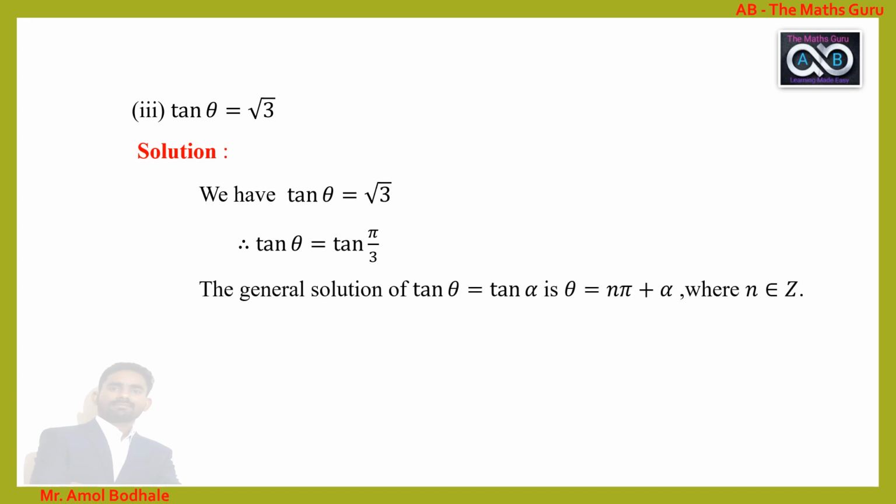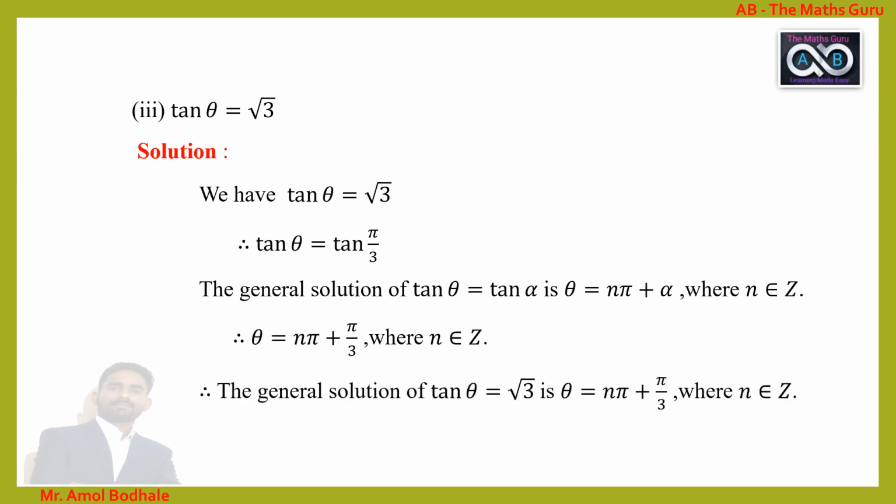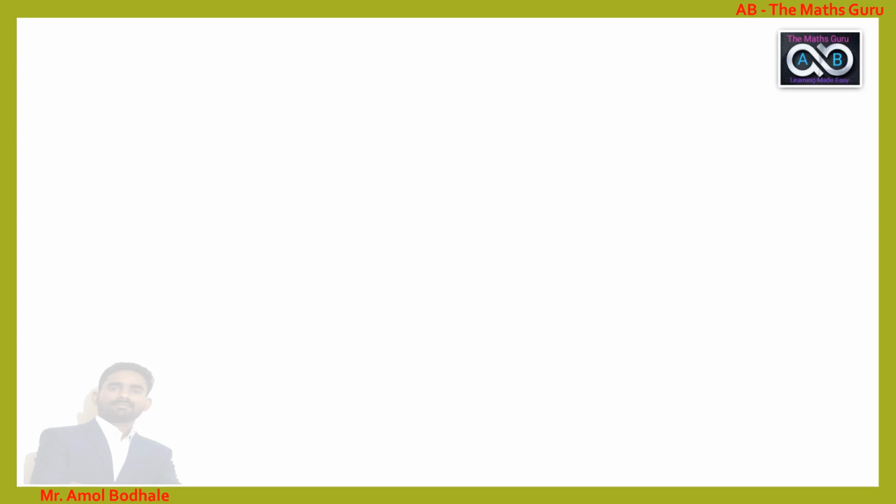Now the general solution of tan theta equal to tan alpha is theta equal to n pi plus alpha, where n belongs to z. So here alpha is exactly pi by 3. Therefore theta equal to n pi plus pi by 3. We replace the alpha by pi by 3, where n belongs to z. So the general solution of tan theta equal to root 3 is theta equal to n pi plus pi by 3, where n belongs to z. Let's see the next example.